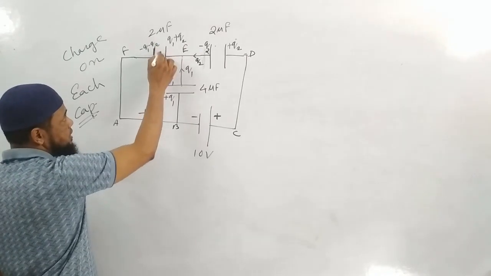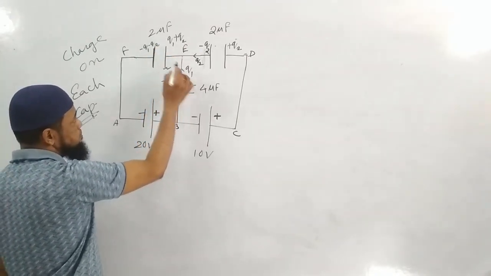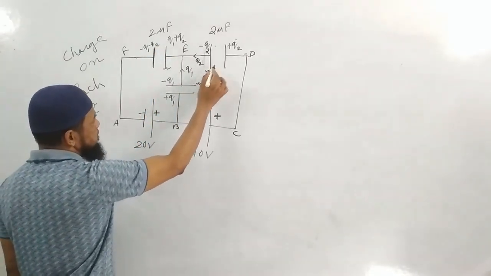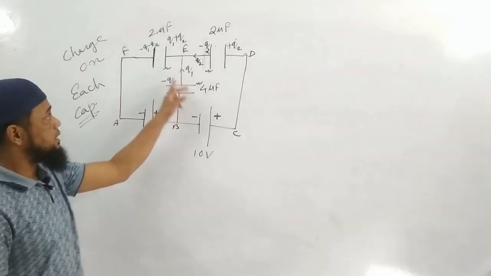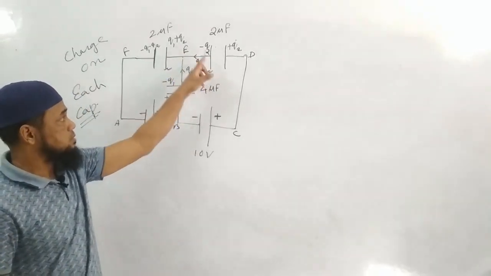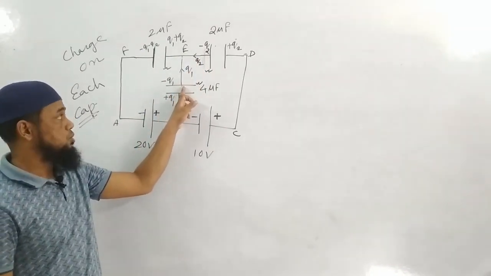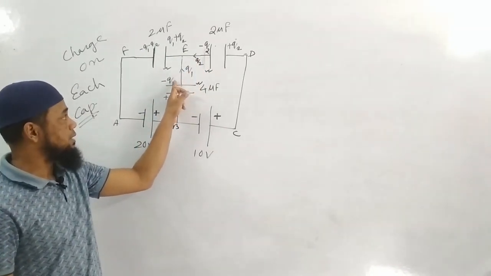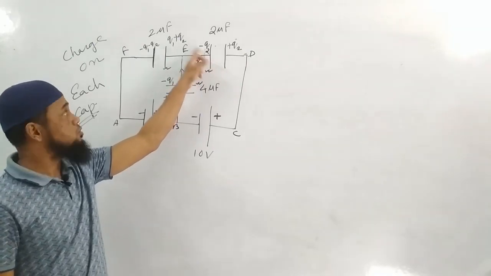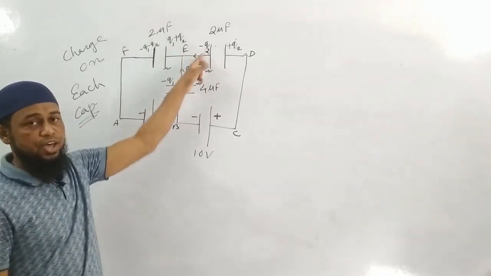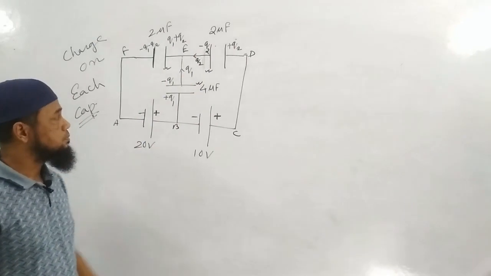To understand these three particular plates, this plate, this plate, and this plate: they are not connected to the battery. They are completely isolated plates. So net charge on these three plates will have to be equal to 0. You add all the charges. Here is minus Q1. Here is minus Q2. Here is Q1 plus Q2. If you add these three, you will get 0.